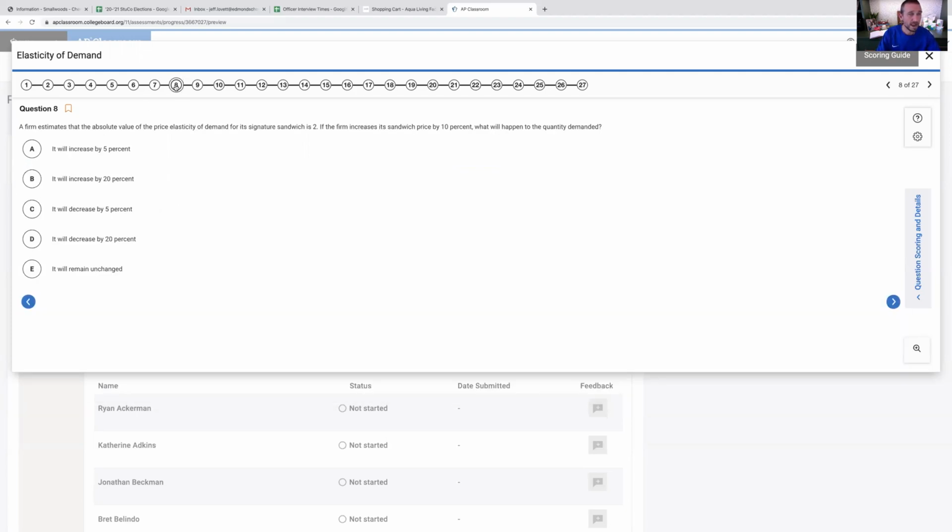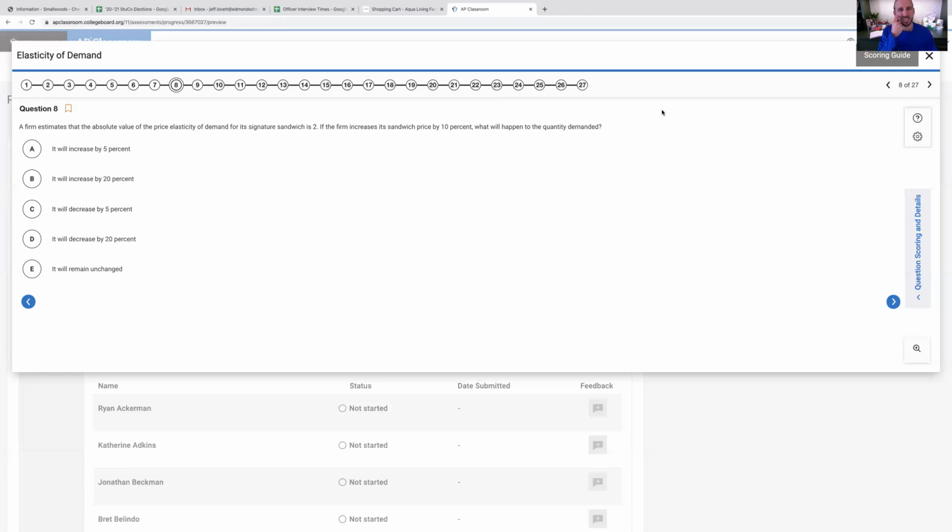Okay, look at number 8. So number 8, it says a firm estimates that the absolute value of the price elasticity of demand. So the fact that they say absolute value isn't really relevant here. We always take absolute value with elasticity of demand because there's an inverse relationship between change in the price and change in quantity demanded. And so your number is always going to be negative, right? And so when you're doing the coefficient test to determine if it's elastic or inelastic, we always take absolute value. If it's greater than 1, it's elastic. Less than 1, it's inelastic. Okay, so let's keep going. It says absolute value of price elasticity of demand is 2. So it's greater than 1. That means we know it is elastic.